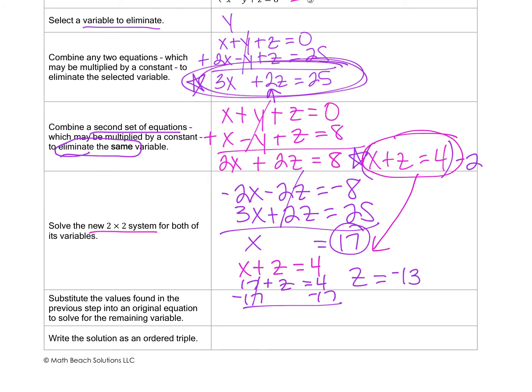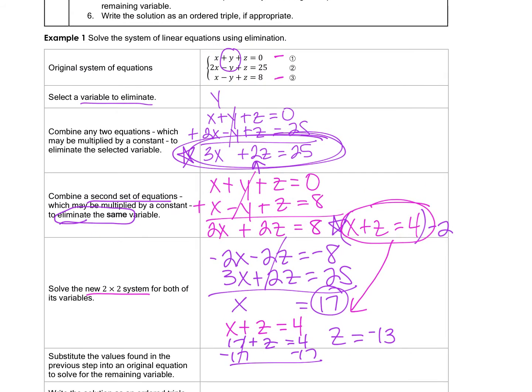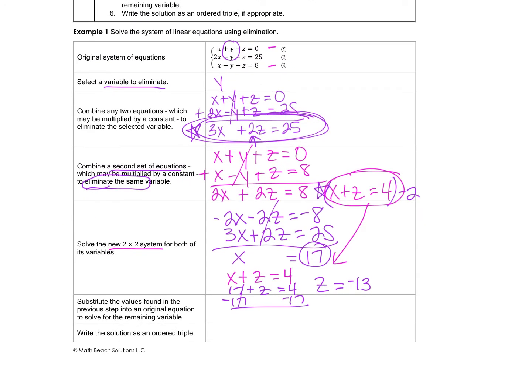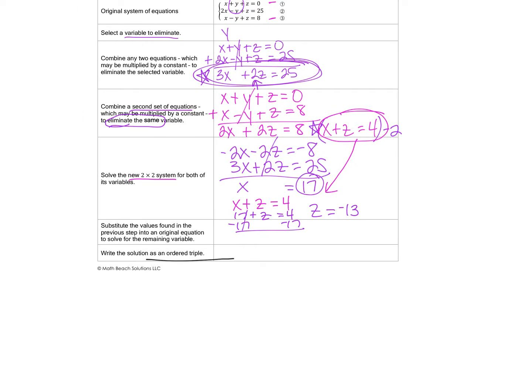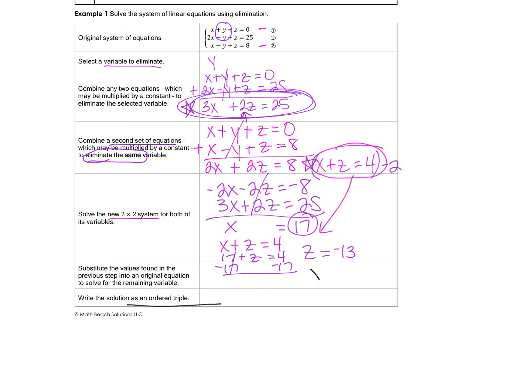Okay, so once we know x, z, we will have to plug back into one of the original equations. So it doesn't matter which one. I'll just use the top equation. So I have x plus y plus z equals 0. I already know x is 17. I don't know y, and I know z is -13. So I'm going to combine the 17 minus 13. So I would have y plus 4 equals 0. So then I would have to subtract 4 to get y equals -4.